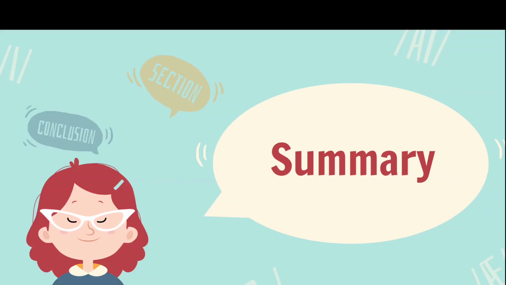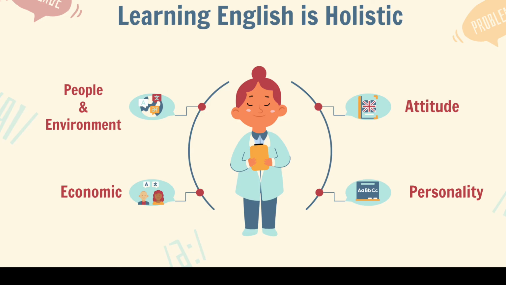So in sum, what I really learned from this research is that learning English is holistic. Just like what we learned and read this semester, there are so many factors that can influence people's language acquisition, from people, environment, economics, attitude, personality, or even learning styles. There are so many factors that sometimes teachers will never know. So as an EFL English teacher in the future, what we should do is really understand and analyze students' backgrounds and try to provide them an efficient and suitable learning program.